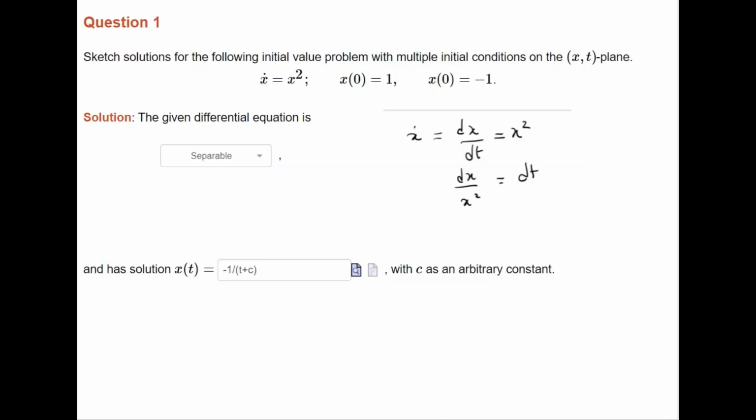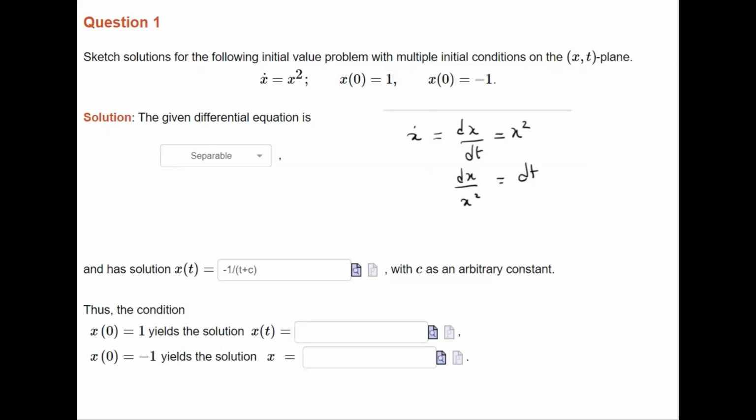that you have to work out solutions. So this is a solution that I have found out, and with this solution I insert the first initial condition x of 0 equal to 1, which means that I have to insert t equal to 0 and x equal to 1 in the solution to find the value of c, which is an arbitrary constant. With that value of c reinserted into the solution, I get the solution x of t as minus 1 on t minus 1.